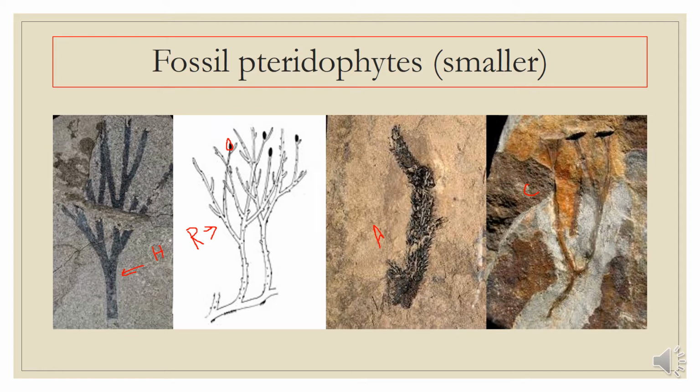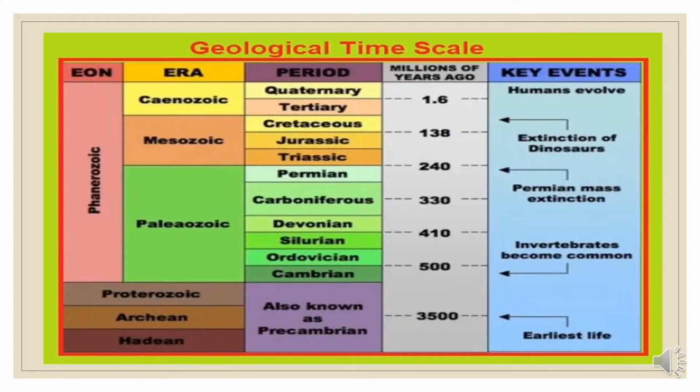Earlier in the arborescent pteridophytes also, they contained terminal sporangia, but the small pteridophytes have homosporous sporangia, whereas the arborescent pteridophytes that I showed in the last slide had heterosporous sporangia, that is they had microspores and megaspores. So these are some of the fossils in the geological time scale.